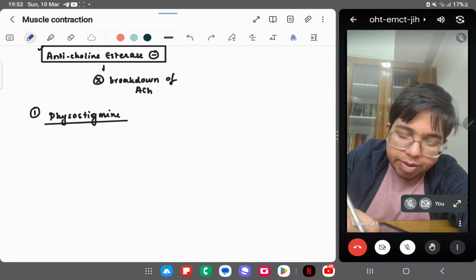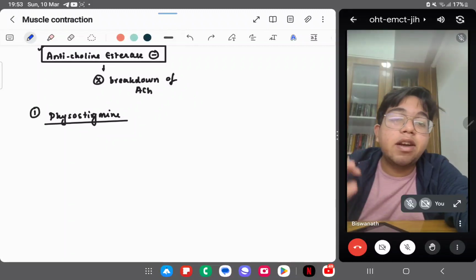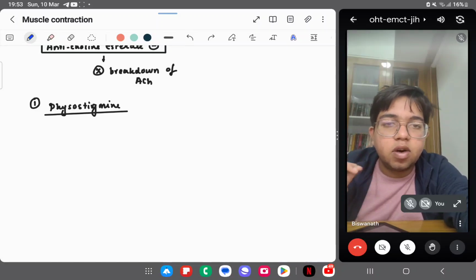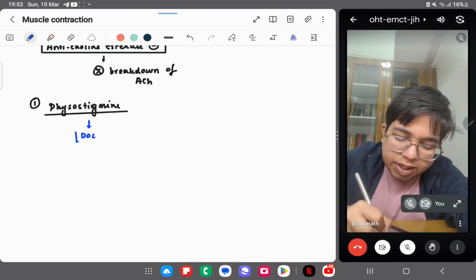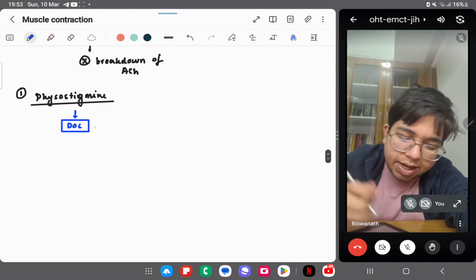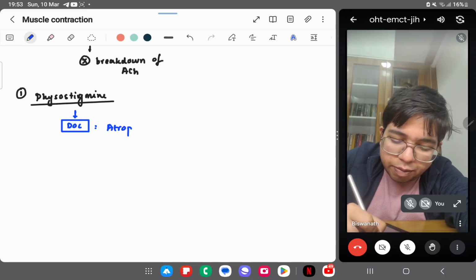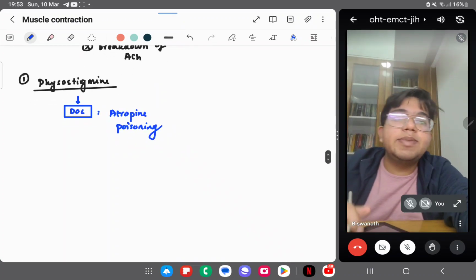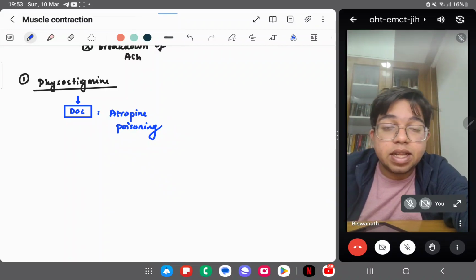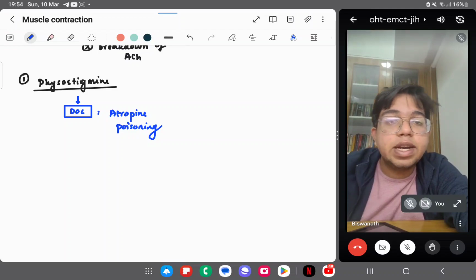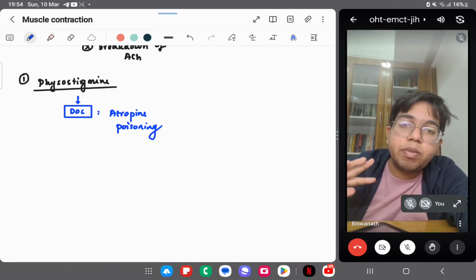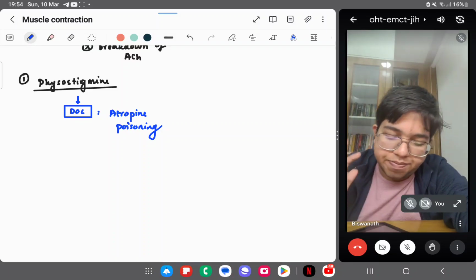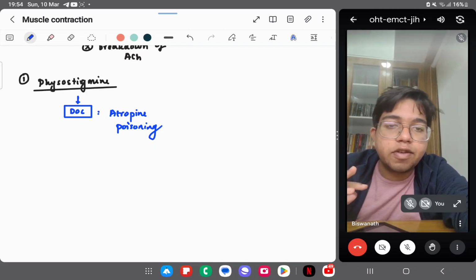This physostigmine is a drug of choice for atropine poisoning. So atropine or belladonna poisoning, the belladonna plant is there. It is also given in myasthenia gravis. It is basically a competitive block. Atropine is basically the competitive blocker of your muscarinic receptors. So to relieve the person from atropine poisoning, we can give physostigmine.